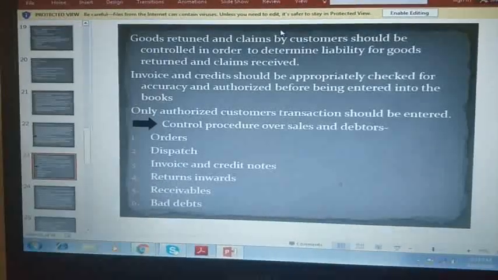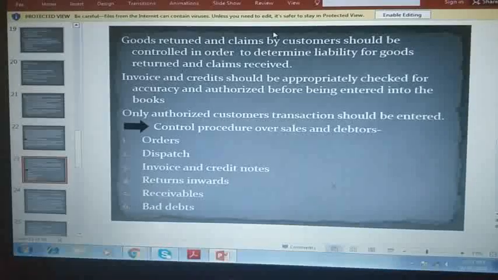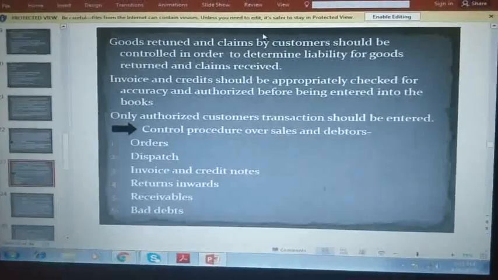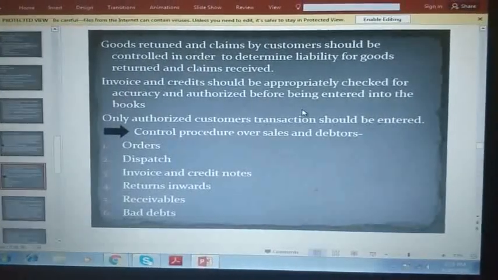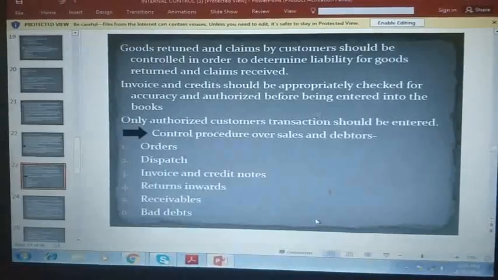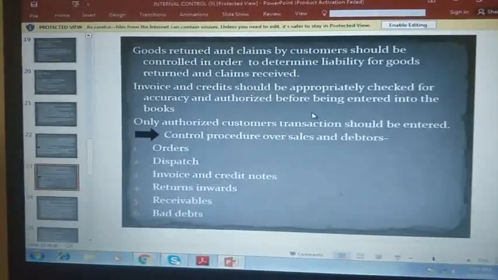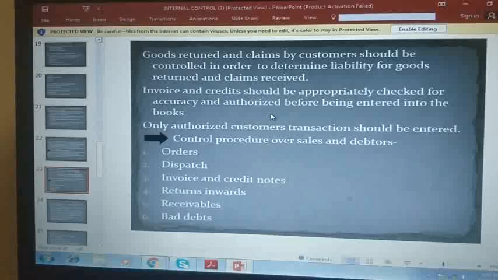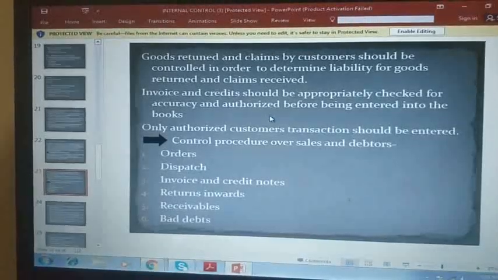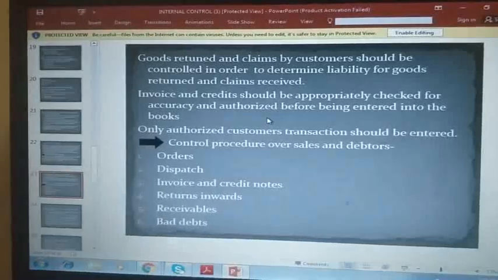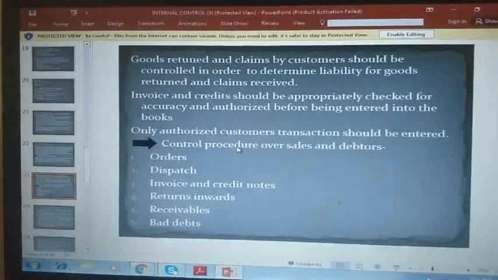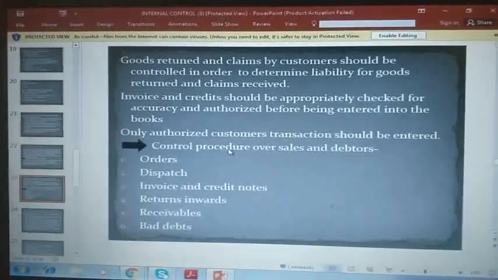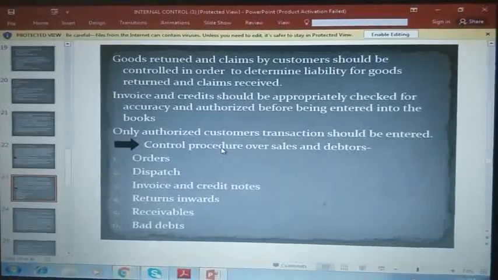Goods returned and claims by customers should be controlled in order to determine the liability for goods returned and claims. In some cases, once you purchase something, for example online shopping, say you're purchasing a pencil pouch from Flipkart, you're not satisfied with the product that arrives, but they've already recorded the transaction that this good is being shipped. You've received the order, but at times you're not satisfied with it, so you return it. All of this has to be recorded in case you're returning as well.